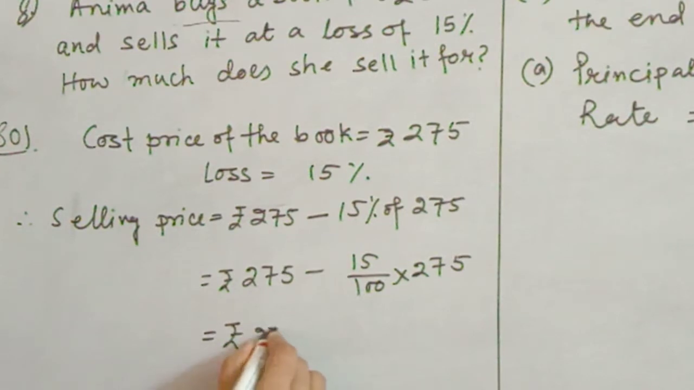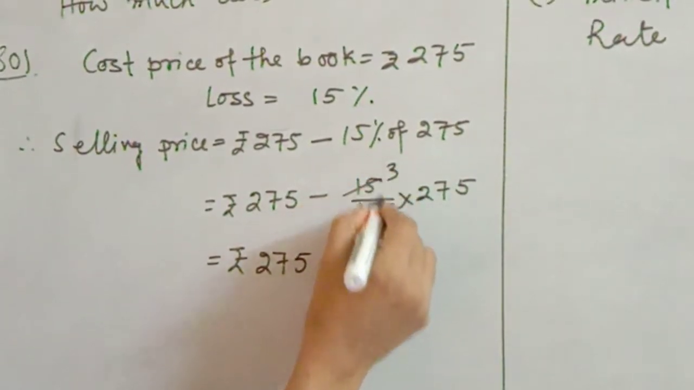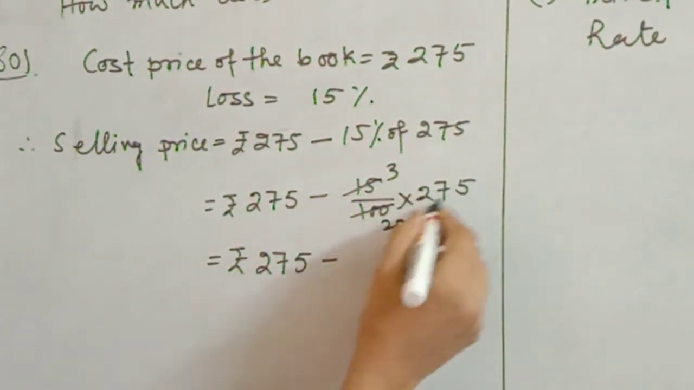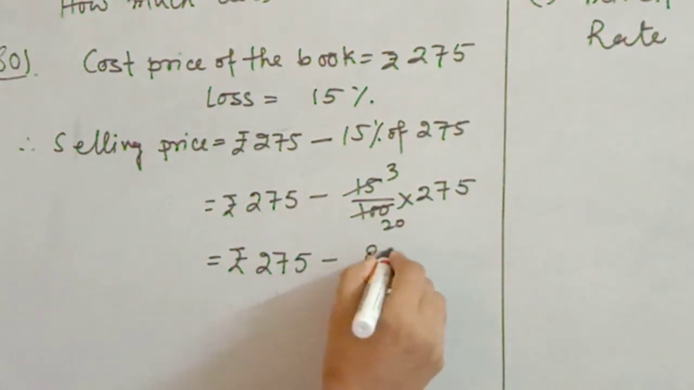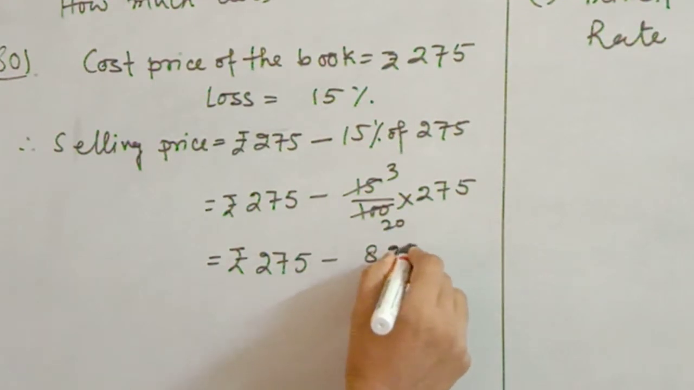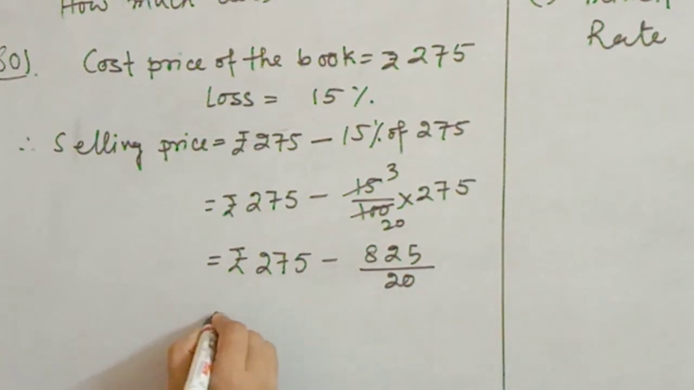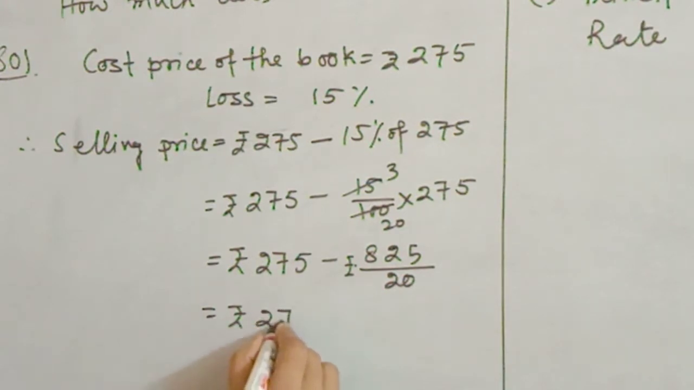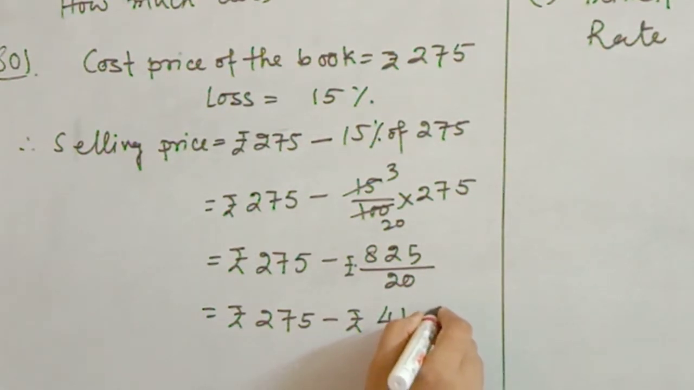rupees 275 minus, if you cancel it, 5 3s are 15, 5 20s are 100, so 3 into 275, if you multiply you will get 825. Do this rough work in the right side of your copy. By 20, now rupees 275 minus, divide it, and you will get 41.25.